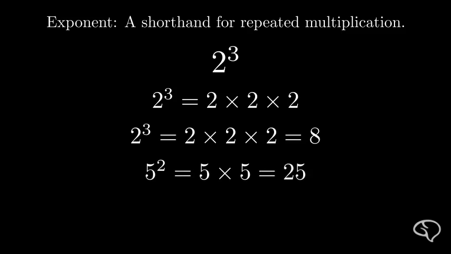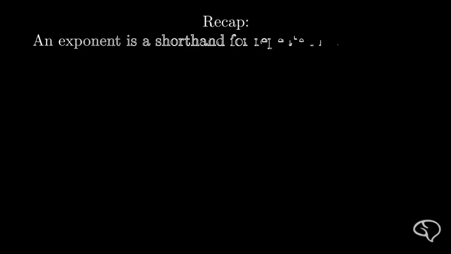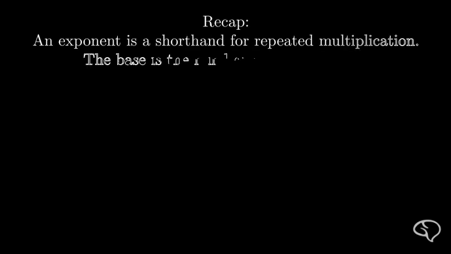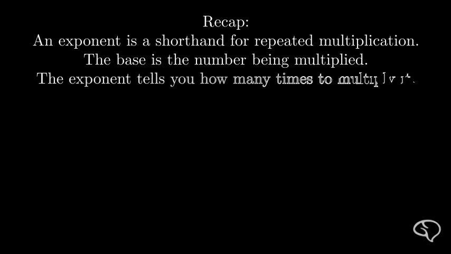You might also hear exponents referred to as powers. For instance, 5 to the power of 2 can be called 5 squared, and 2 to the power of 3 can be called 2 cubed. These are special names for exponents of 2 and 3. So to recap, an exponent is a powerful tool for writing repeated multiplication in a compact form. The base is the number being multiplied, and the exponent tells you how many times to multiply it.